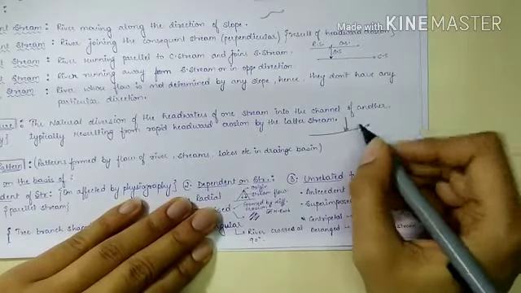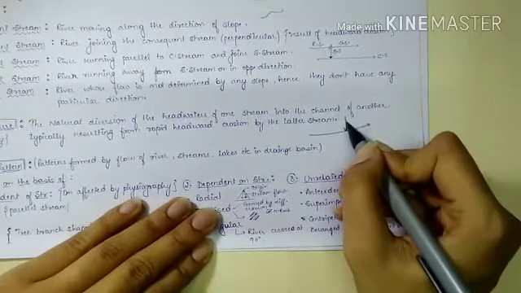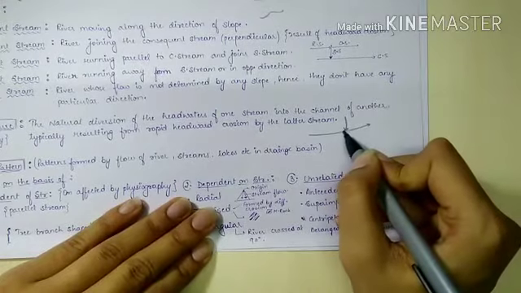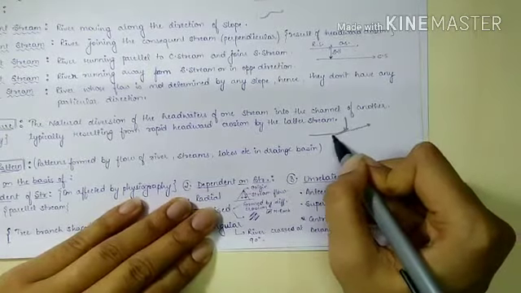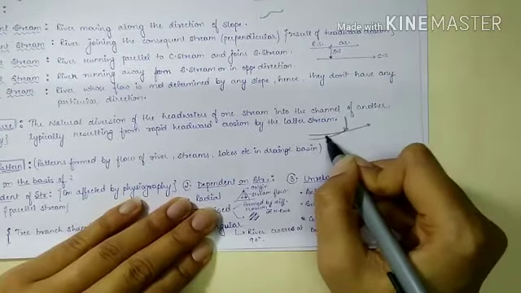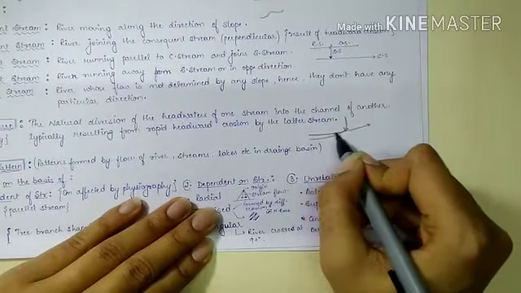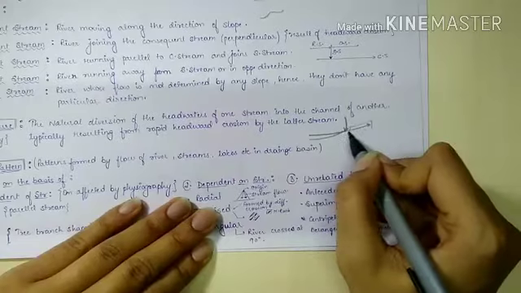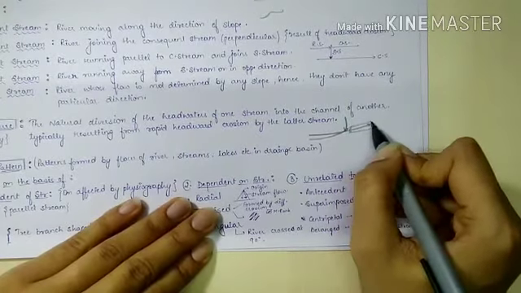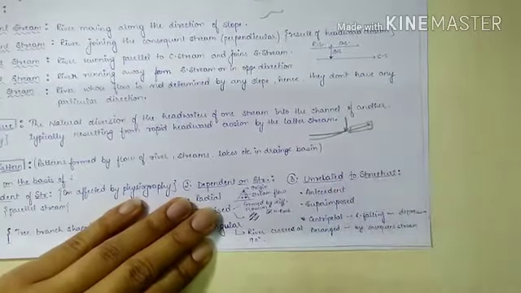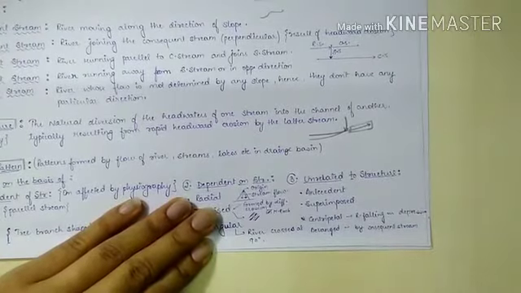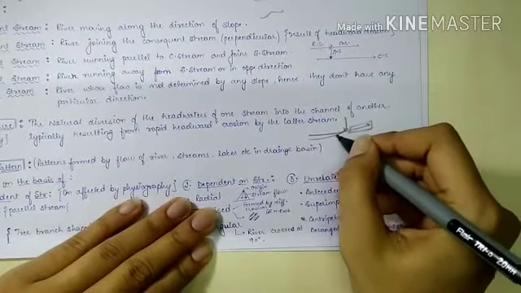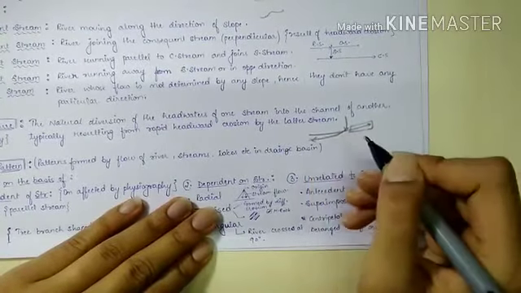So what it does is, the subsequent stream flows in this direction and it changes the route of this water. So this water is left alone, and from here the direction of the river or the stream changes.